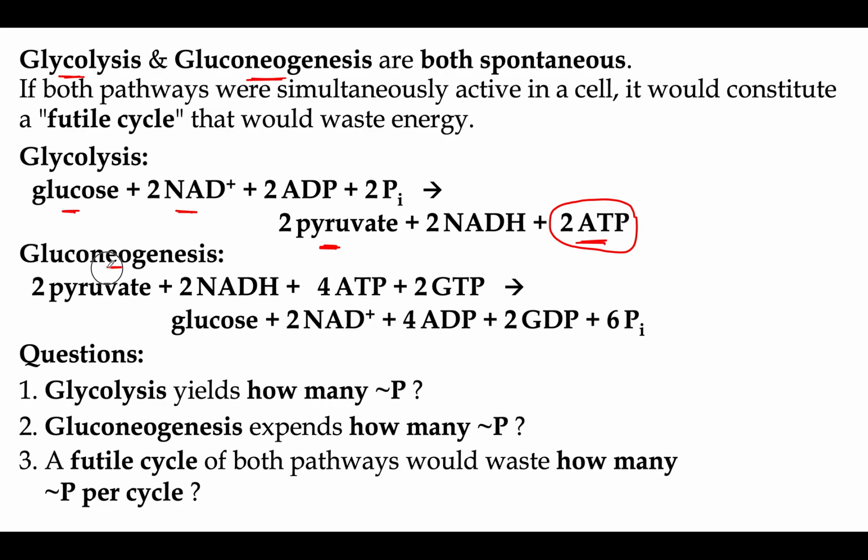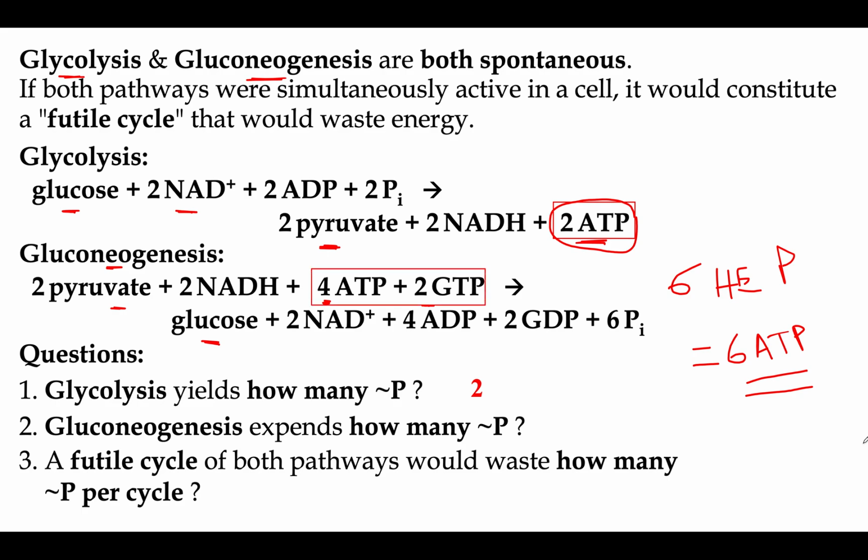In gluconeogenesis, we have 2 pyruvate molecules that we start with. We end up producing glucose, and in the process we require 4 ATP molecules and 2 GTP molecules. So 4 plus 2, 6 high energy phosphate bonds. So 6 high energy phosphate bonds are broken, which can be written as 6 ATP molecules. For the purpose of calculation, let us say I'm converting everything to one specific unit of ATP. So in the process of glycolysis, we yield 2 ATP molecules, or we have a net gain of 2 ATP molecules. In the process of gluconeogenesis, we spend 6 high energy phosphate bonds, so 6 ATP molecules.